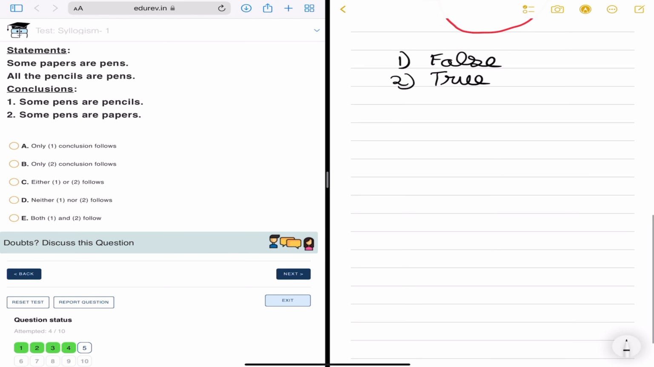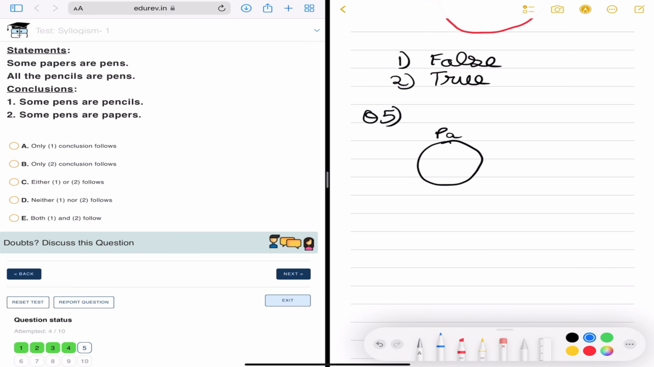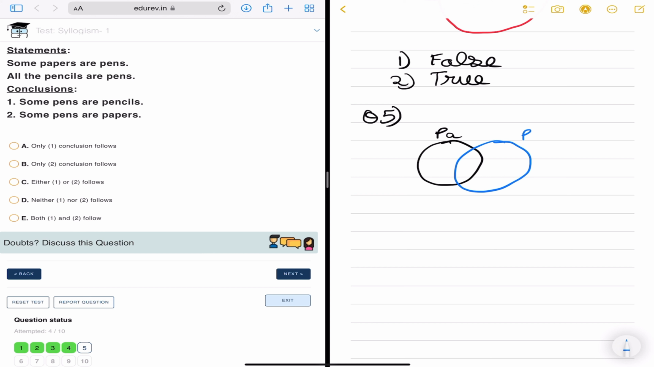So here in question number 5, it states some papers are pens. So assuming that this is for papers, we are going to say PA for papers. And we are saying that some papers are basically pen. So let's do blue for pen. So P stands for pen. And all the pencils are pen. Now the question is, all the pencils are pen. Let's assume that this is our pencil. So this green is our pencil.